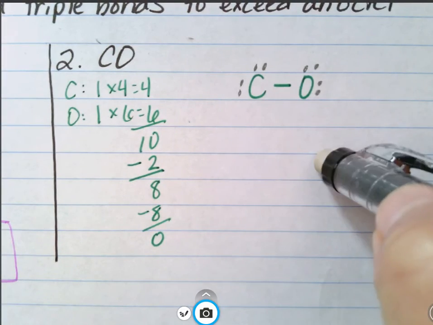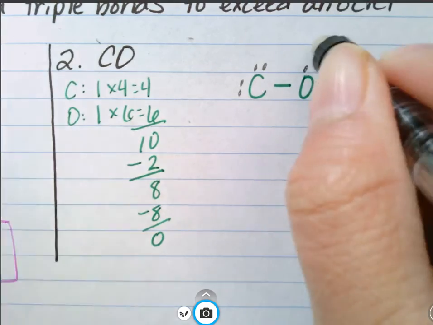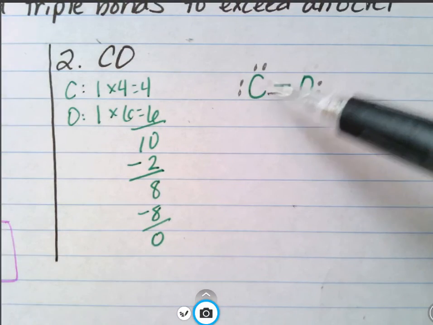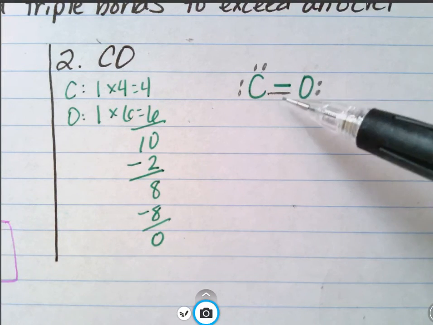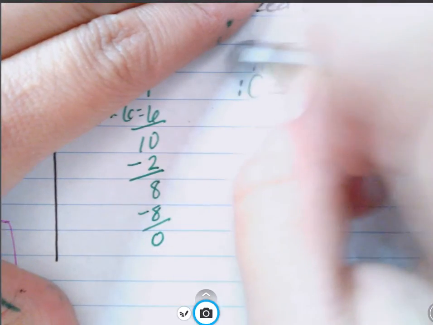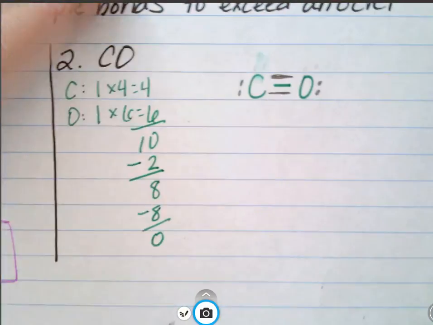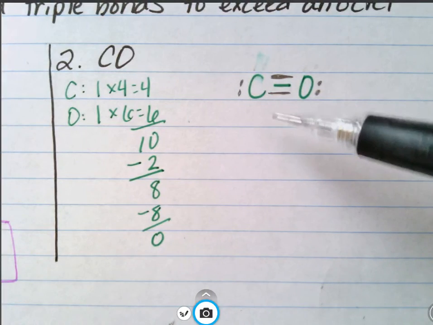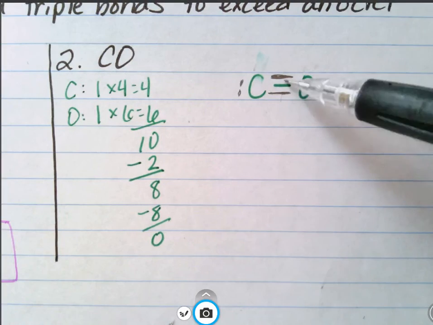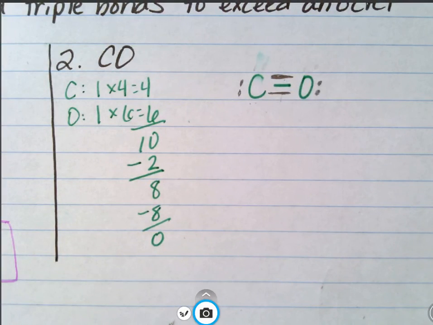We don't have octets on either, so we're going to have to start erasing and making them into double bonds. So we'll start with this one. So that becomes a bond. And now the carbon has 4 here and 4 here, so it has 8, but the oxygen only has 4 plus 2, which is 6. So we're going to have to do that again. We'll erase these 2 this time. So share from the other side. And now what we see is we have a triple bond between the carbon and the oxygen. It's got 6 that they're sharing, and then they each have 2 on their own. So that's why they both have 8.